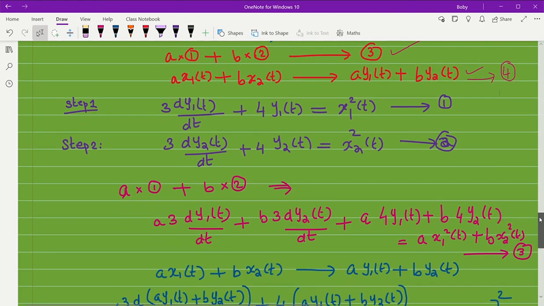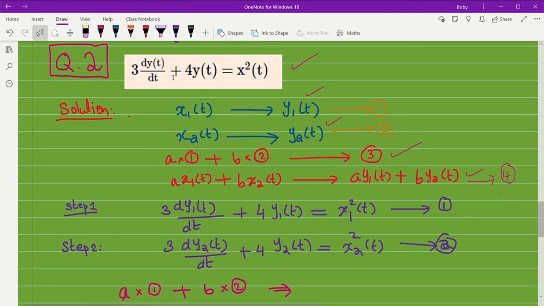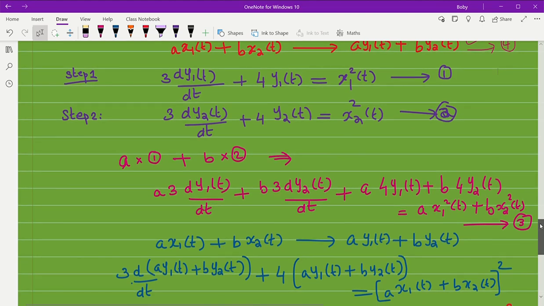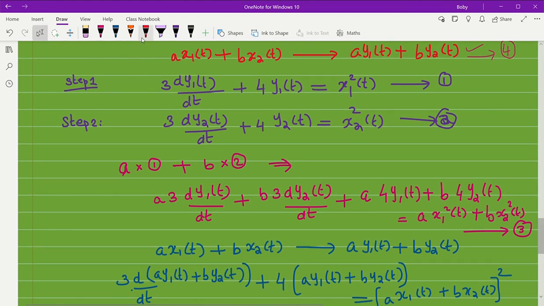So I believe everyone has written down our differential equation for the first step. So 3 dy(t)/dt plus 4y(t) is equal to x squared of t is our question. So let us take the first equation or first step. Our input is x1(t) and the output is y1(t). Now the differential equation is modified as 3 dy1(t)/dt plus 4y1(t) is equal to x1(t) whole square. That is equation number 1.